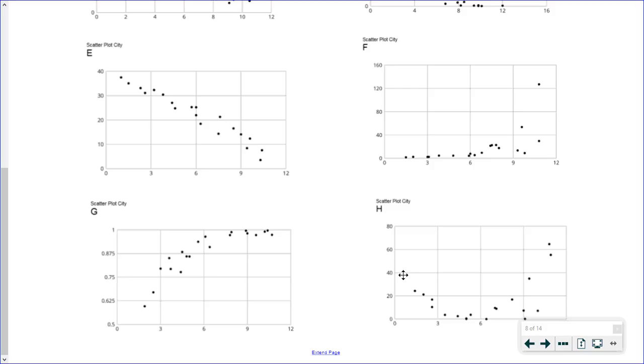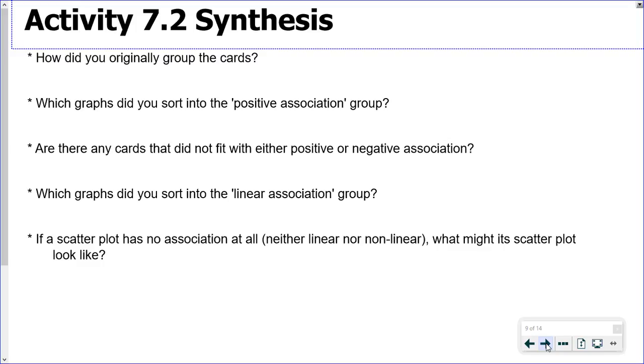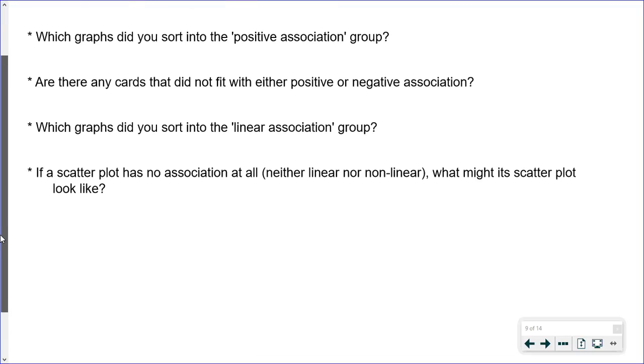That first, that negative association, and then curving, trending upward to show a later positive association occurring. If a scatter plot has no association at all, neither linear nor nonlinear, what might its scatter plot look like? So something to think about. All of these had some sort of association, whether it was linear, nonlinear, positive, negative, or a combination of both.